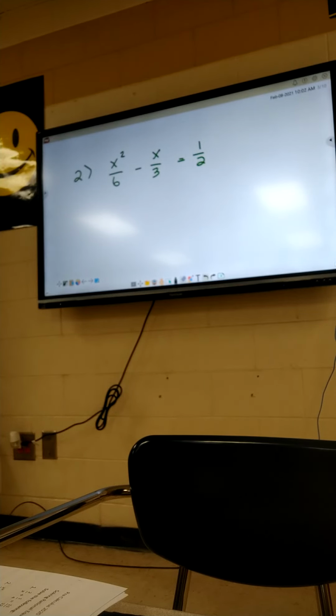All right. Heidi says 6. Is she right? Let's think about it. Ellis, we need a number that all 3 of those numbers on the bottom divide into. 6, 3, and 2. All right, so y'all think it's 6.